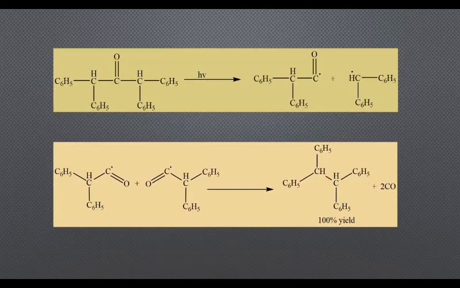Here is an example in the liquid phase. The first one is the primary process. It will produce an acyl and alkyl radical. Then these acyl radicals will undergo decarbonylation and the alkyl radicals will recombine to give alkane. It is in 100% yield.